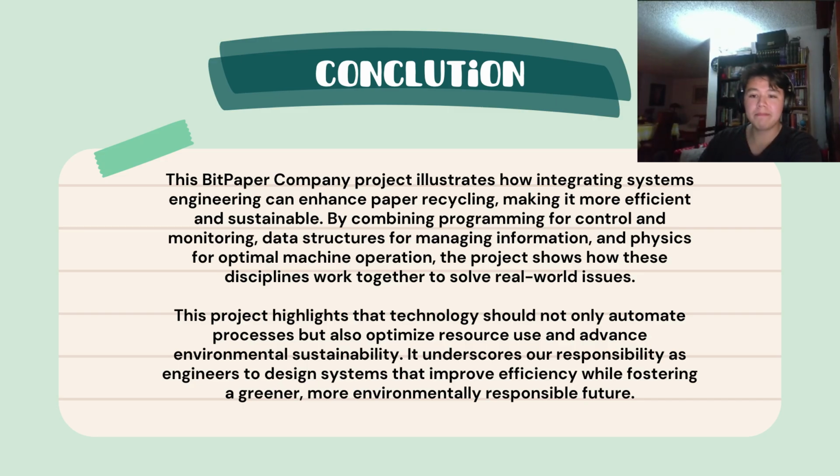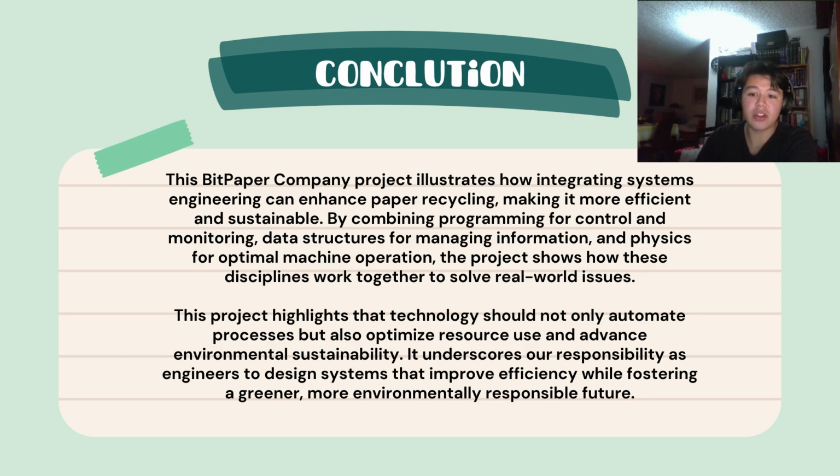Now, to conclude, the project demonstrates how systems engineering can transform everyday processes, such as paper processing, for example, by combining different areas to get a more complete and effective solution. The focus on efficiency is crucial, but it's not just about automating tasks, but doing so in an optimal way. This involves using resources intelligently and minimizing waste.